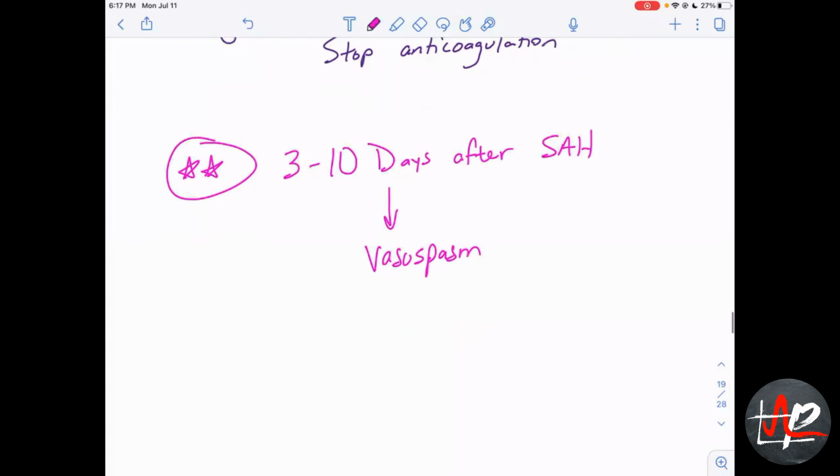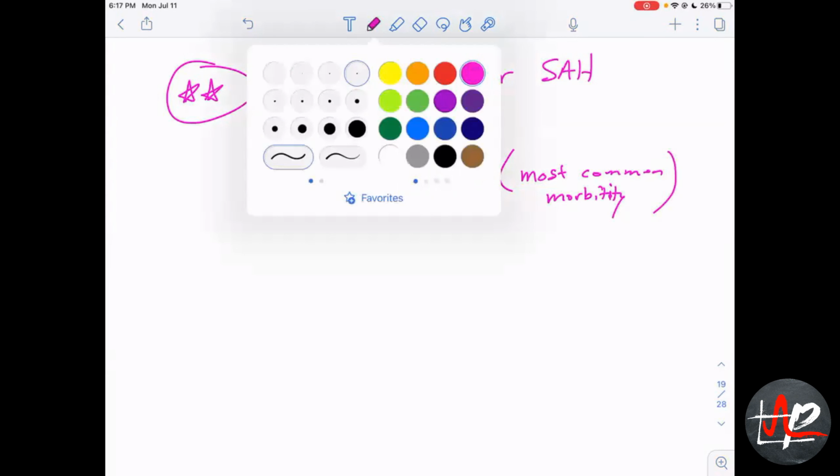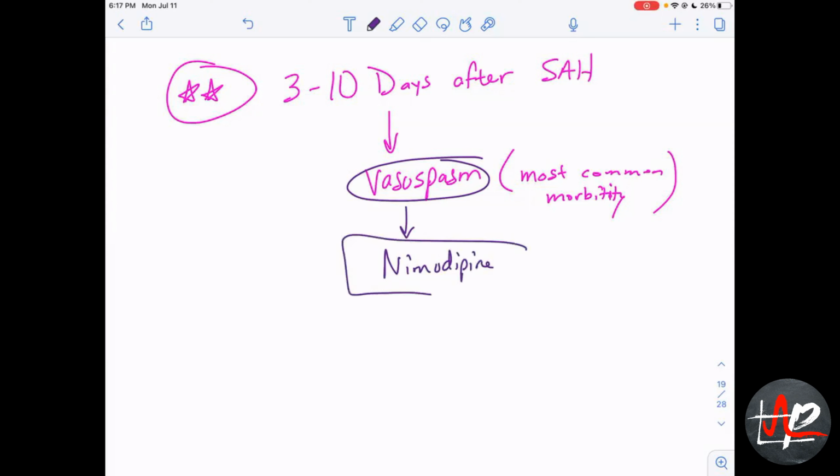And I'm going to even write all this out here because this is straight from UWorld. So it's the most common morbidity from a subarachnoid hemorrhage. And so there's a way that you can actually prevent that vasospasm, and this is really important. You want to use nimodipine. And so this is your TQ, nimodipine.